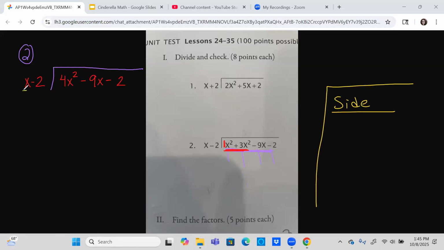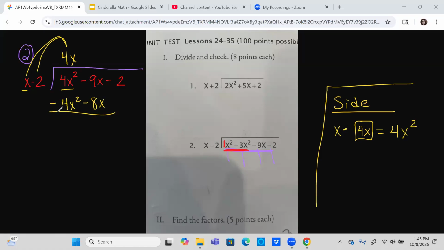You're going to ask yourself, x times what is this? So x times what is 4x squared? So that would need a 4 and that would need an x. Put that on top. Distribute.